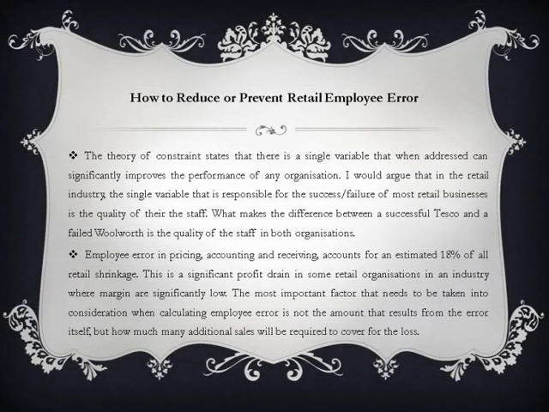The theory of constraint states that there is a single variable that, when addressed, can significantly improve the performance of any organization. I would argue that in the retail industry, the single variable that is responsible for the success or failure of most retail businesses is the quality of their staff. What makes the difference between a successful Tesco and a failed Woolworths is the quality of the staff in both organizations.